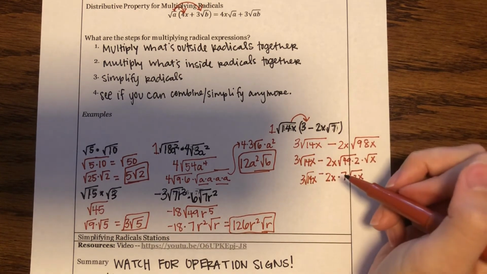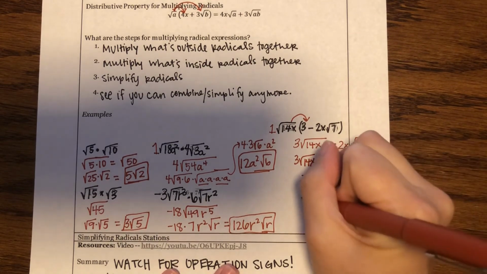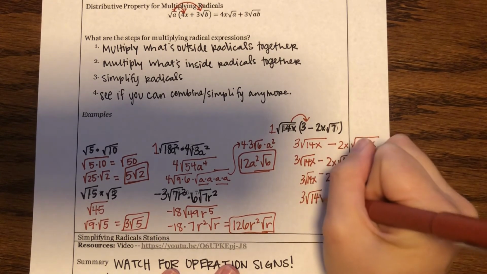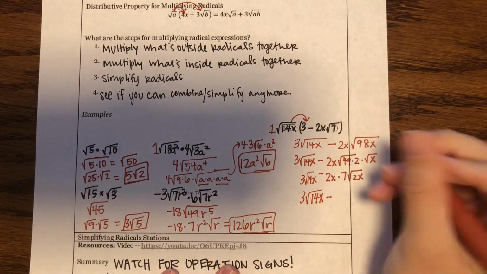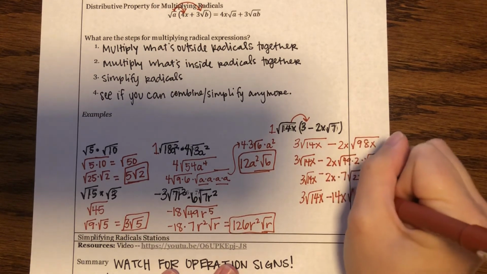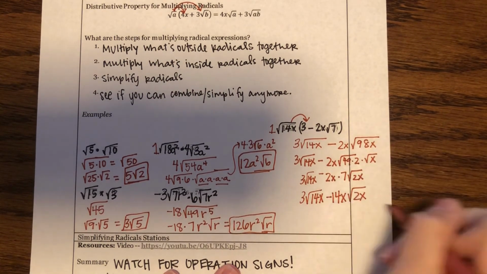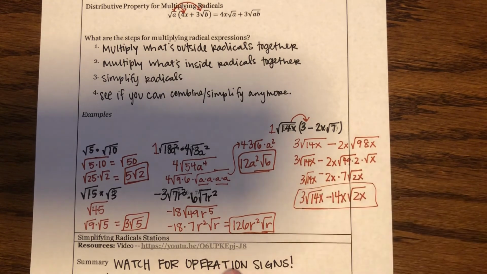So then we have 3 square root of 14x minus, we can do 2 times 7 to get 14x square root of 2x. These are not like radicals, so it is simplified as the expression.